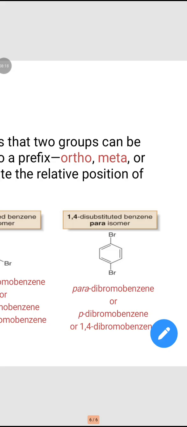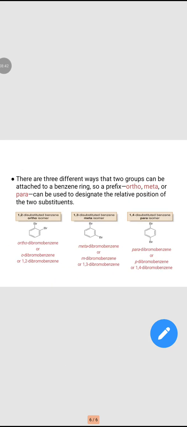The next one is 1,4-disubstituted benzene, so the position is para. So it is the para isomer. The first position is Br, and then the para position is attached to bromine. So para-dibromobenzene or p-dibromobenzene or 1,4-dibromobenzene.